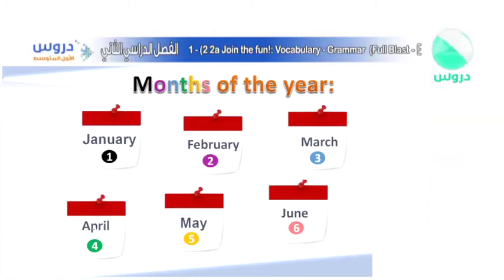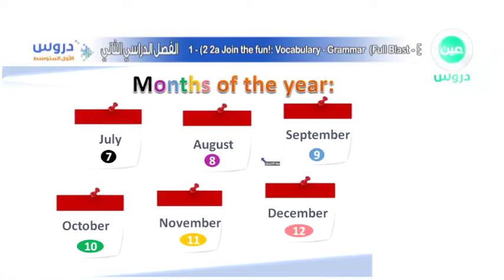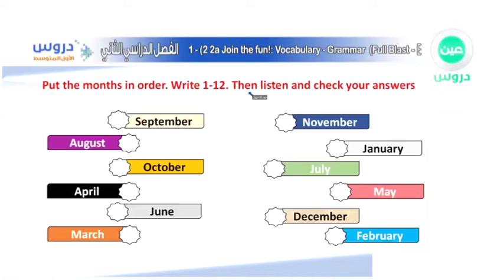Also, probably you know them by your birthday. You say, for example, I was born in August. So in that case, you were born in the 8th month. You see? Okay. As you can see here, we're going to put the months in order. We're going to write 1 to 12. Then we're going to listen and check our answers.